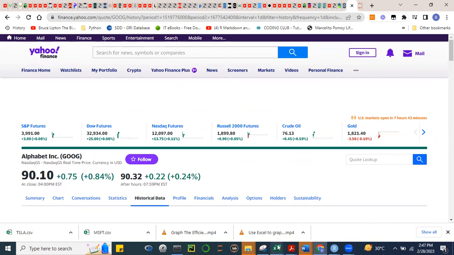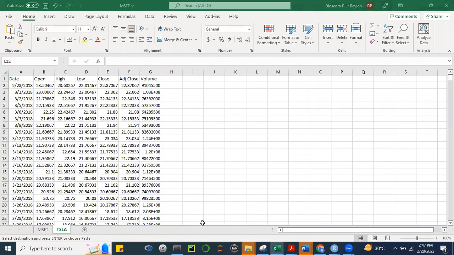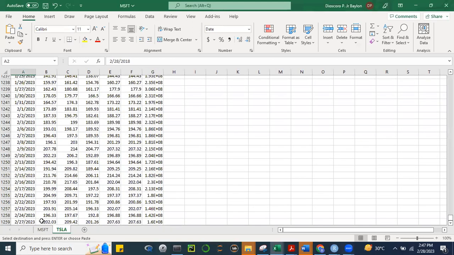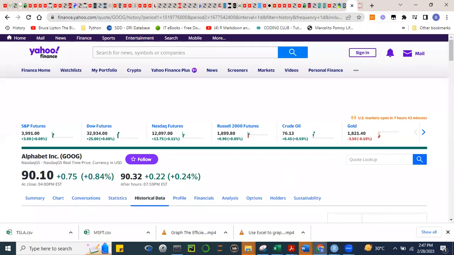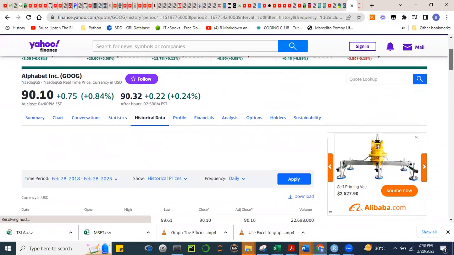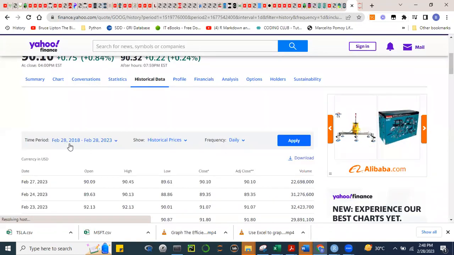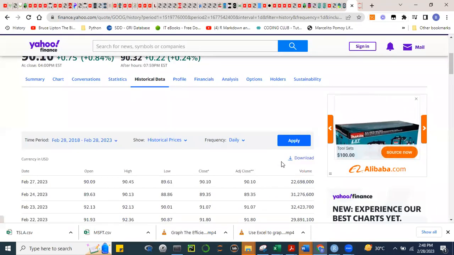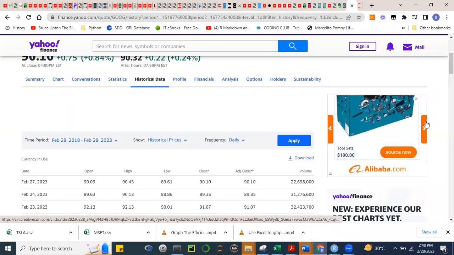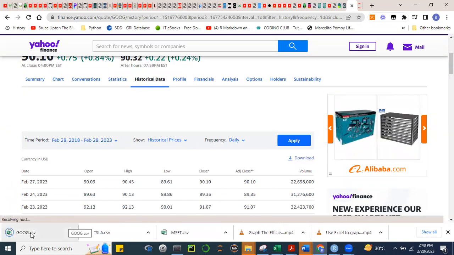Well, I'll check the Tesla one. That's okay. 2018, then 2023. Just make sure you apply. Otherwise, it might not download the prices from February 28th. Okay, let me download this. Okay, so that's Google, show in folder.